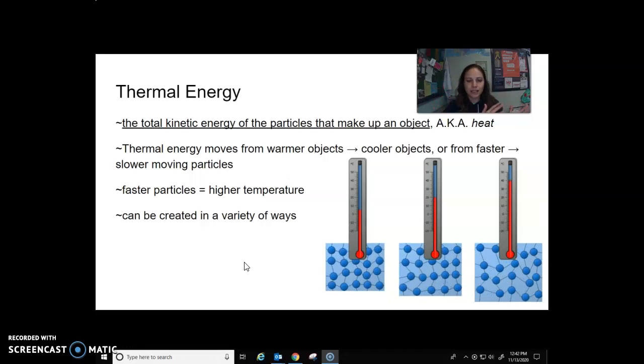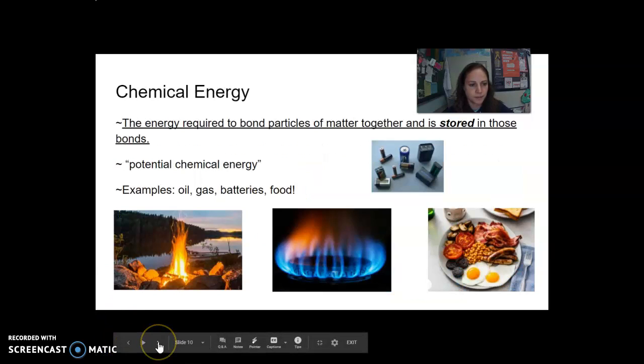Kind of think of it like the Tasmanian devil. When he whirls into a room, he's going to bump into other particles and their motion will speed up as well. Faster particles equals higher temperature, and thermal energy can be created in a variety of ways, as you will see here.